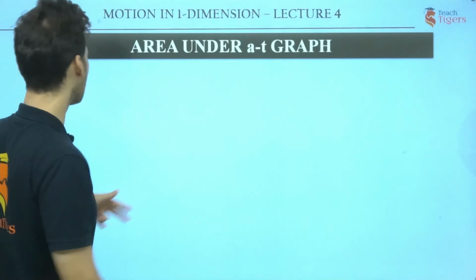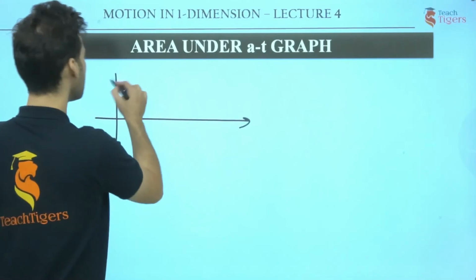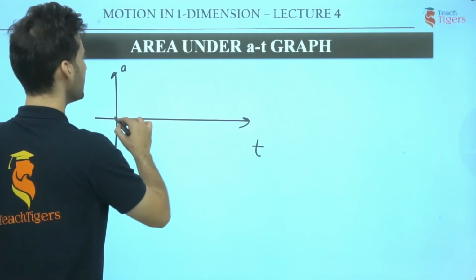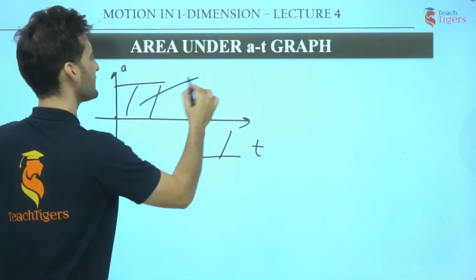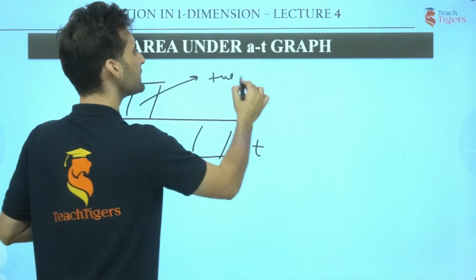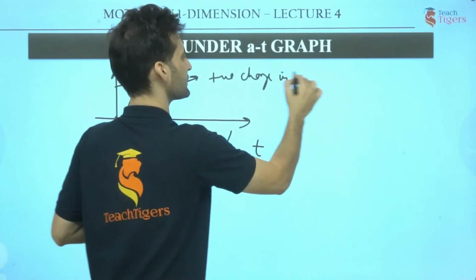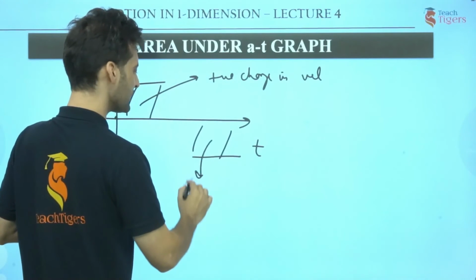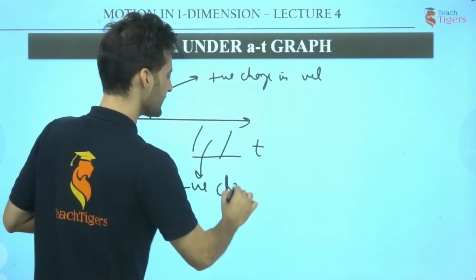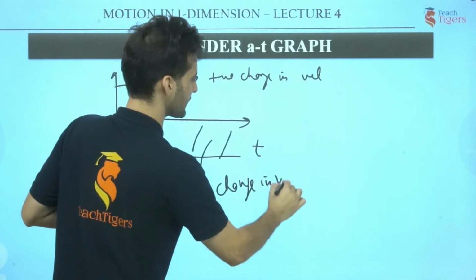Let me write this point also for you. In the a-t curve, if the area is above the x-axis, it will give you positive change in velocity. Okay? And if the area is below the time axis, it will give you negative change in velocity.